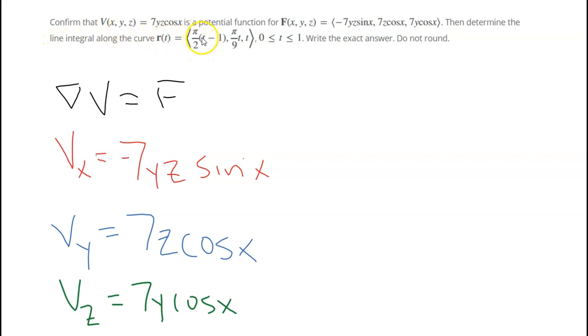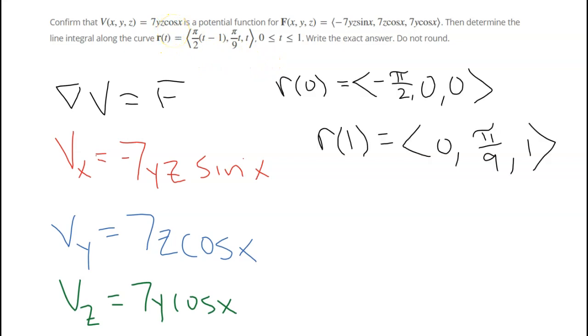So pi over 2 times t minus 1, pi over 9 times t, from 0 to 1. Okay, remember, this is how we're getting our x, our y, and our z. This is our x function, our y function, our z function. And we plug in 0 into this, we plug in 1 into this, and that will be our two points that we can just plug into this original equation.